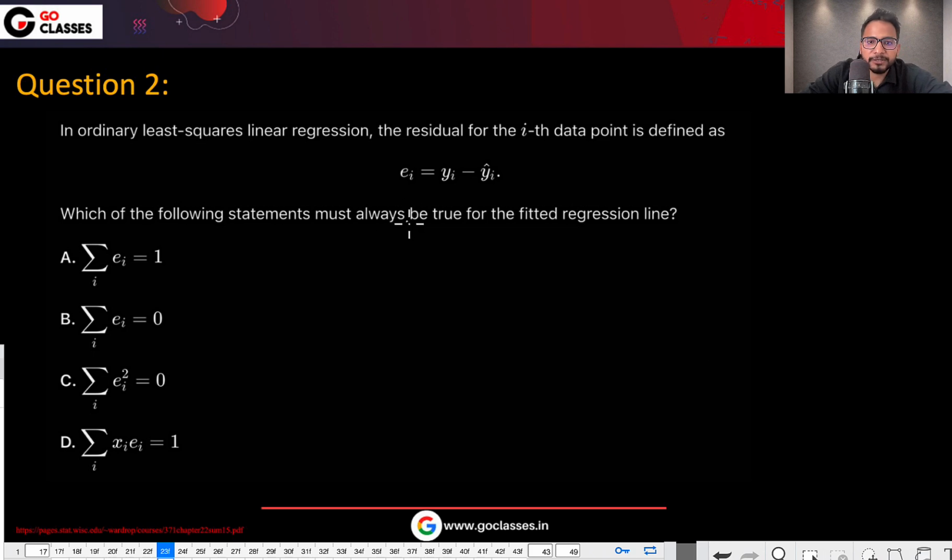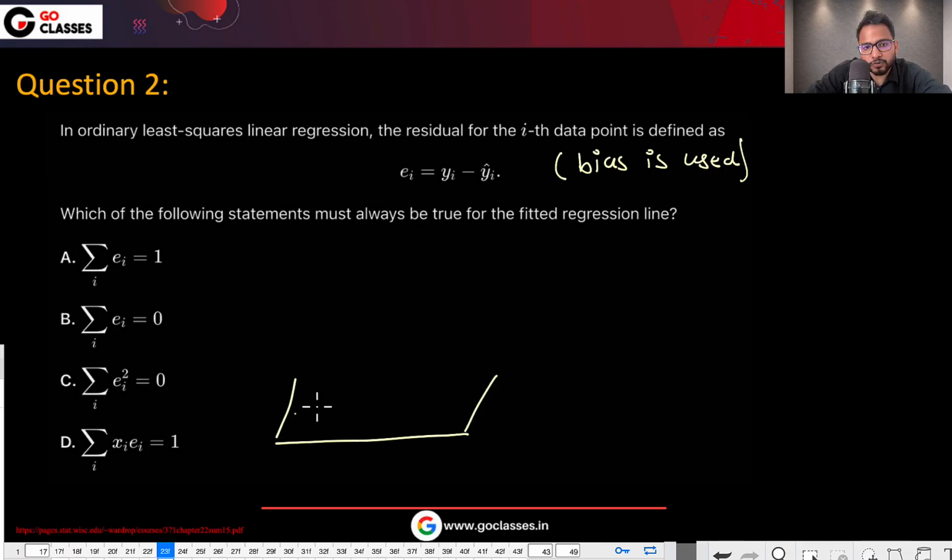This question is interesting. Here they are saying that in a least square regression, which of the following must always be true for the fitted regression line. By the way, I forgot to mention that bias is used. They are given the error, and based on the error they are asking which of the following is true. Let me tell you one very interesting thing.